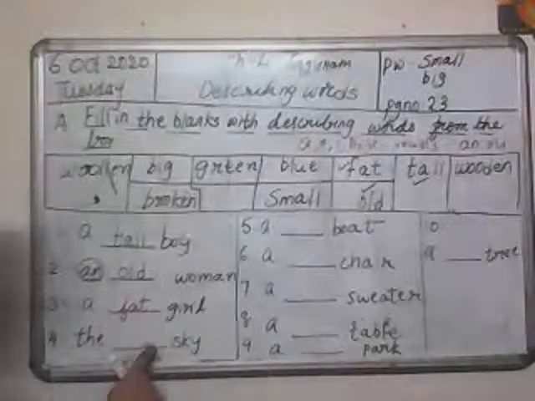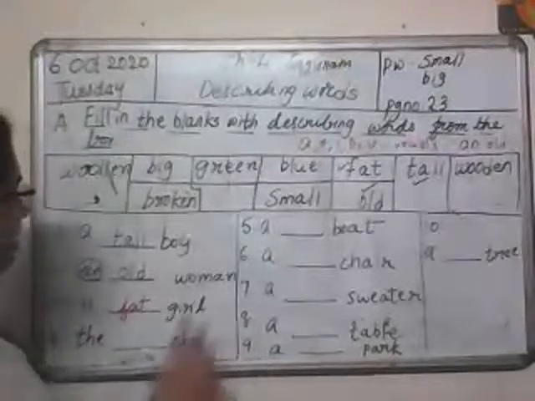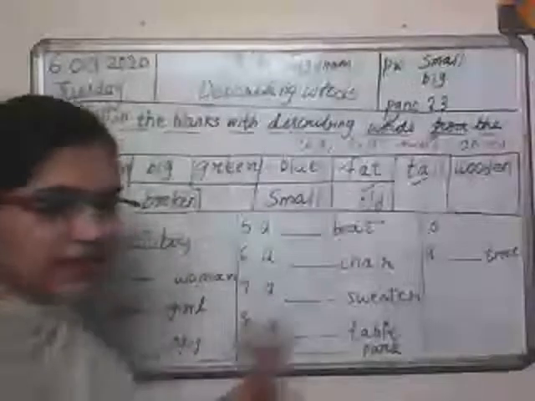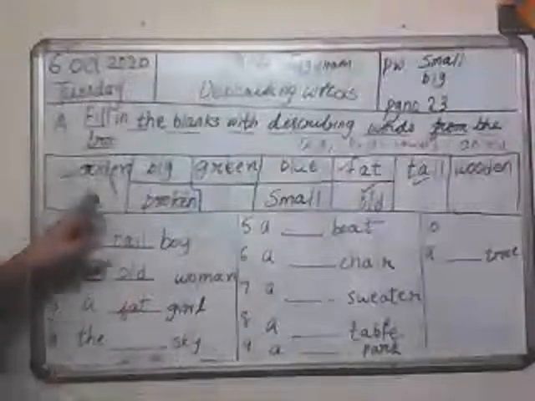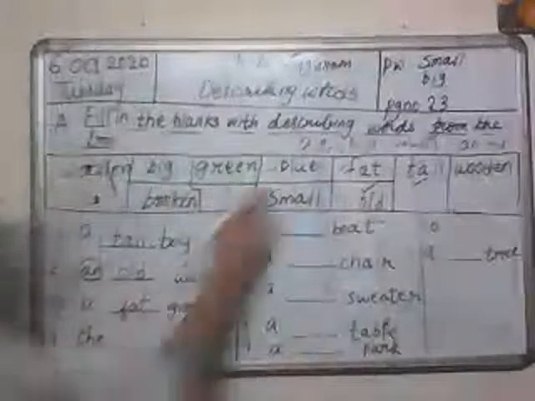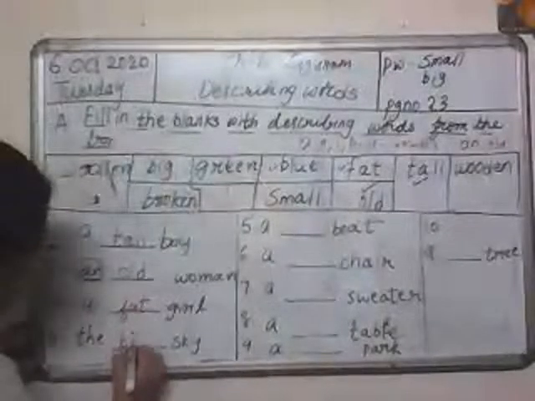The dash sky. When we are describing sky, we usually say the sky is blue in color. So woolen, big, green, it cannot be green. So blue. This is a suitable description. Here, the blue sky, B-L-U-E, the blue sky.